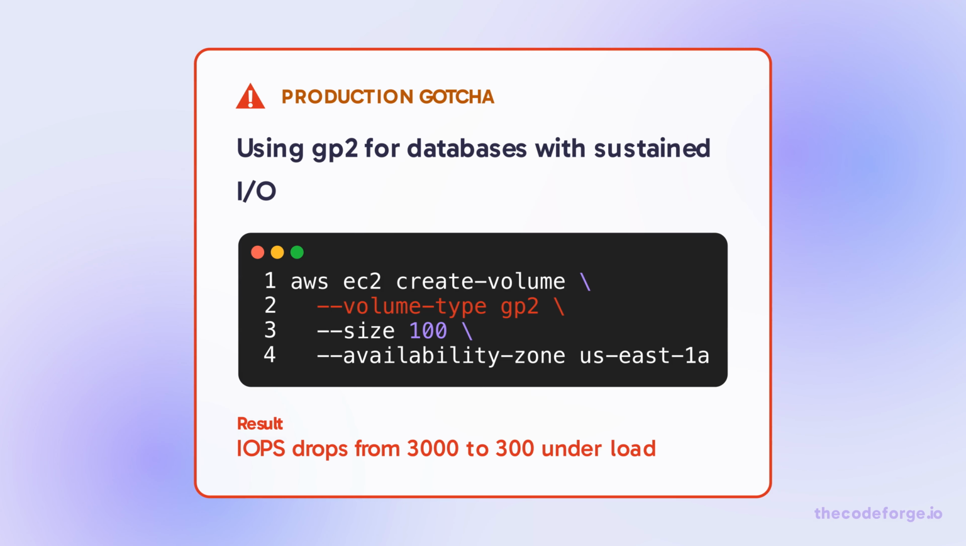GP2 volumes have burst credits that deplete under sustained I/O. A 100 GB GP2 volume has a baseline of only 300 IOPS. When credits run out, performance tanks. Always use GP3 for new volumes. It gives a 3,000 IOPS baseline regardless of size.